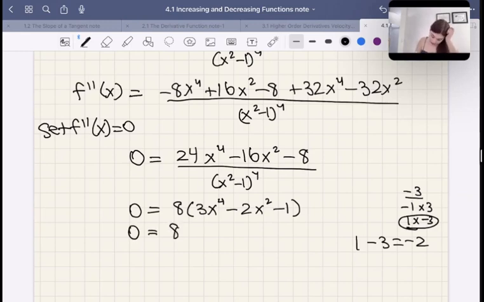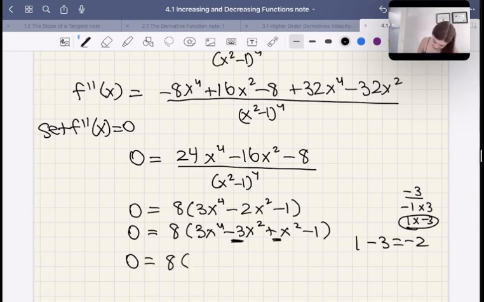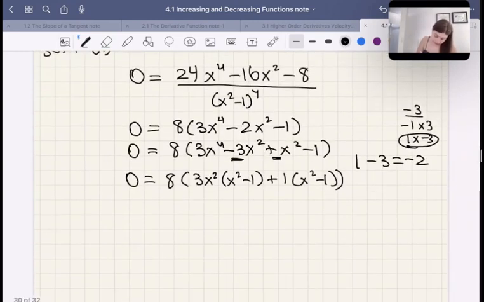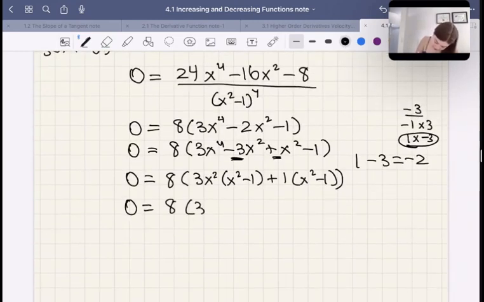Perfect. So 8 times, which we can actually just get rid of if we wanted, doesn't actually make a difference though. 3x to the power of 4 minus 3x squared plus x squared, right? Here's our negative 3 and here's our invisible 1, minus 1. And then I'm going to factor. I'm going to say 0 is equal to 8, 3x squared times x squared minus 1 plus 1 times x squared minus 1. So that means 0 is equal to 8, 3x squared plus 1, x squared plus 1.